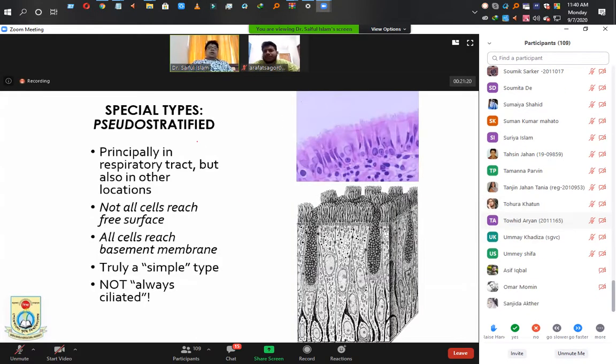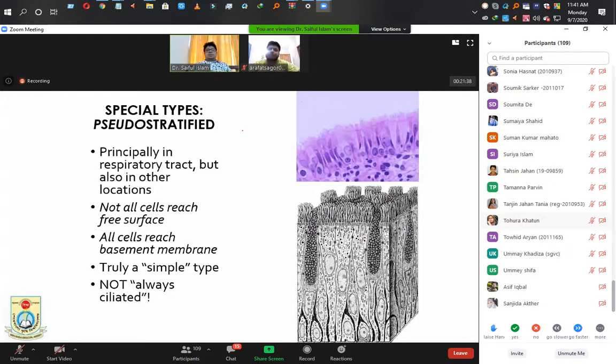Now we will go to one exception. What exception? That is the special type of epithelium. Basically, they are special because they have some specialty.